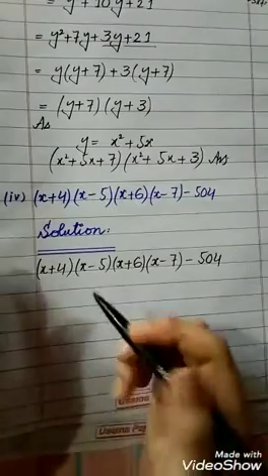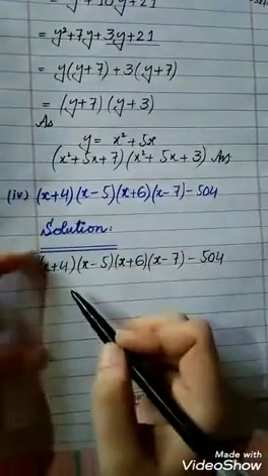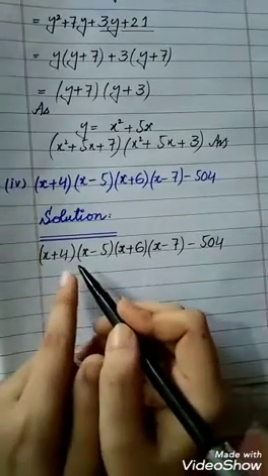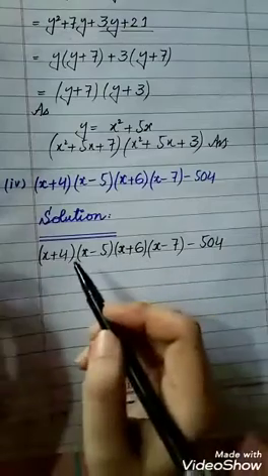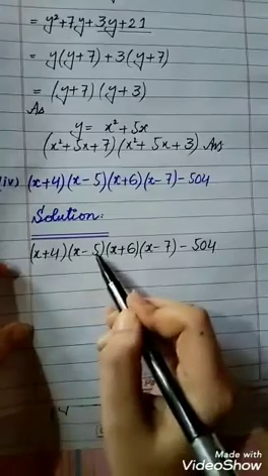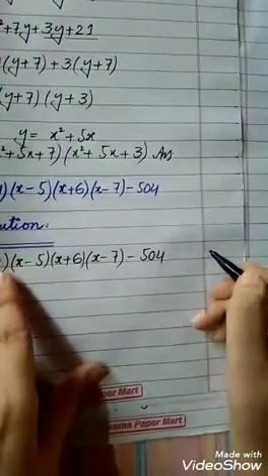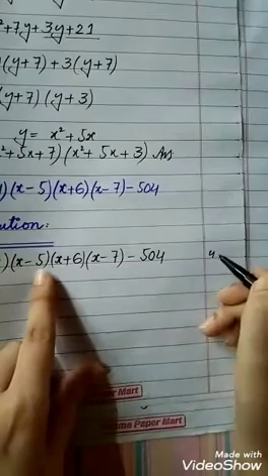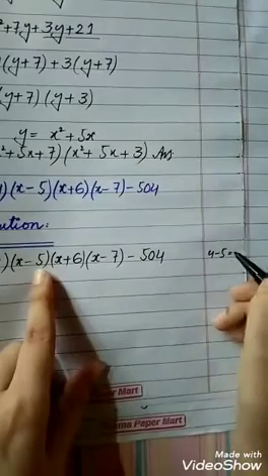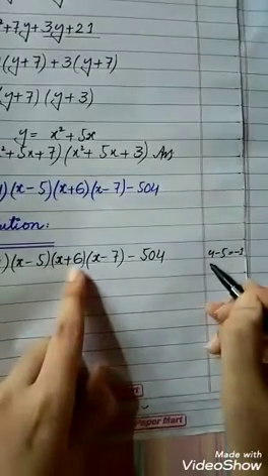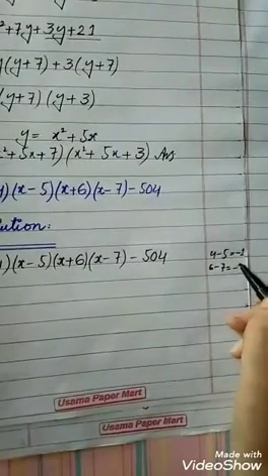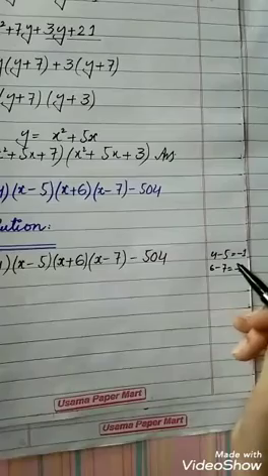Now move towards part 3 and part 4. I will tell you how to solve these. There are 1, 2, 3, 4 terms, and we have to make pairs. Suppose one constant is 4 and the second constant is 5, and as a result we get -1. Here the constant is 6 and here it's -7. Its result is -1. It means both results are the same.